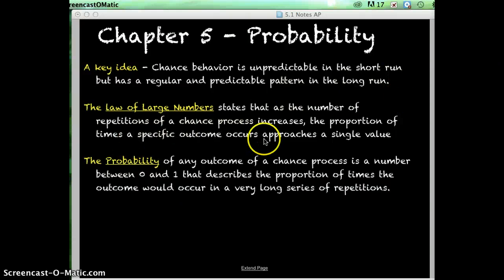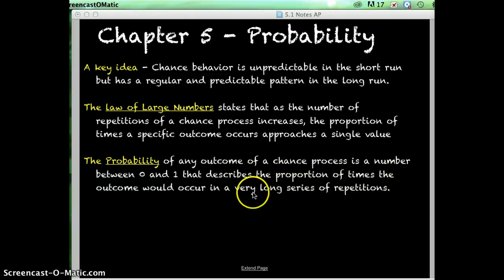That also goes along with this law of large numbers. As the number of repetitions of a chance process increases, the proportion of times a specific outcome occurs approaches a single value. That's what I was saying before about, if I flip a coin 500 times, the proportion of heads should approach a single value of 1/2. The probability is a number between 0 and 1 that describes the proportion of times the outcome would occur in a very long series of repetitions.